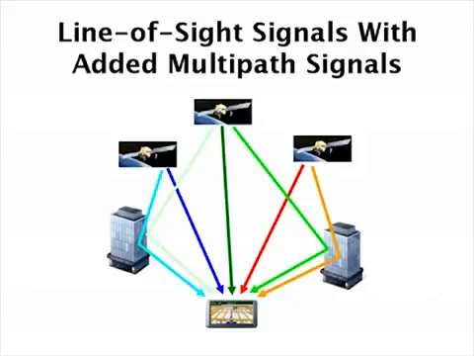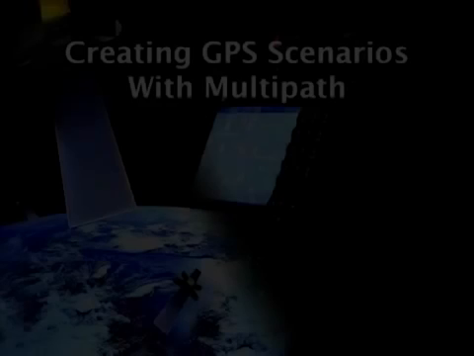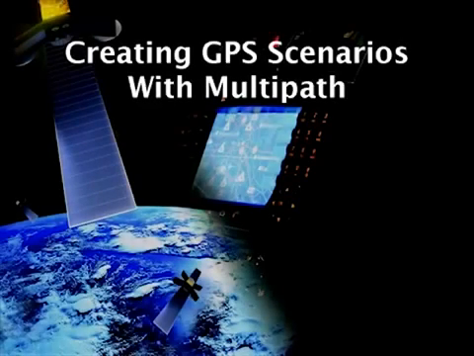In this video, we will demonstrate how to create scenarios with multipath impairments using the Agilent N7609B Signal Studio for Global Navigation Satellite System software with option RFP for scenario generation.